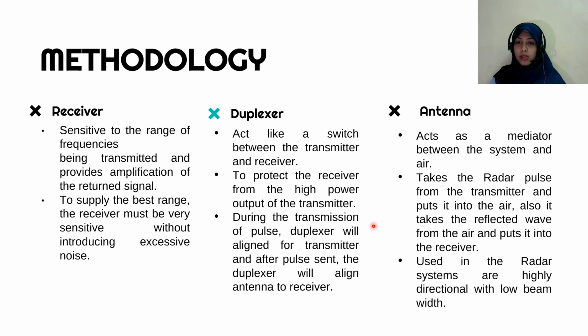And the last part is the antenna. The antenna acts as a mediator between the system and the air. It takes the radar pulse from the transmitter and puts it into the air. Also, it takes the reflected wave from the air and puts it into the receiver. And antennas used in radar systems are highly directional with low beam width.